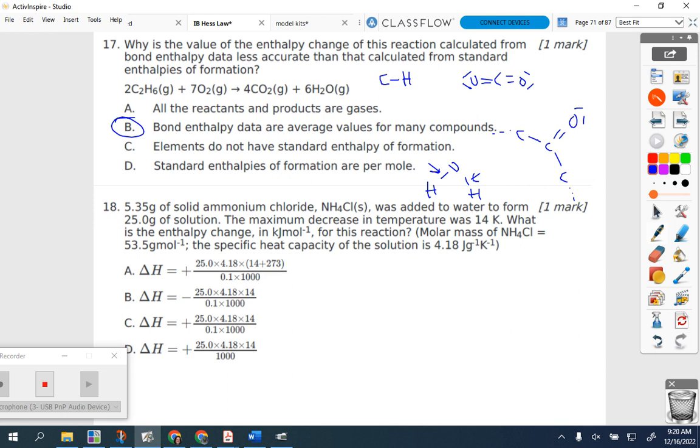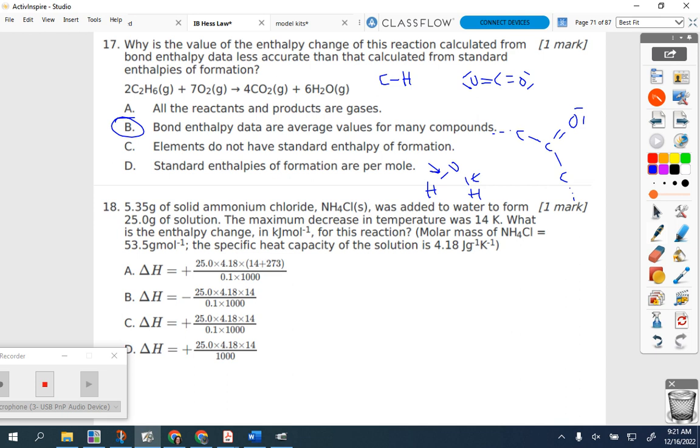It wouldn't, because it's averages. That is the essence of the bond enthalpies table in your data booklet: they are average bond enthalpies, because we don't have the enthalpy of that particular bond in that particular molecule. The table would be the size of a dictionary if we tried to do that. So, yeah.